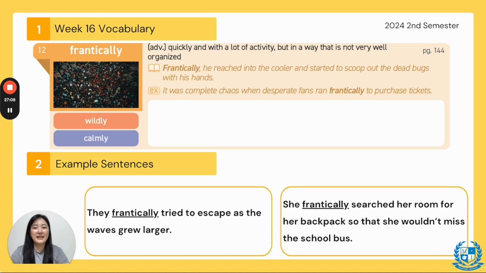Over here, it says, they frantically tried to escape as the waves grew larger. So maybe we're in the water, the ocean, at home on the beach. But the waves got even bigger and we couldn't swim, so we had to frantically get out. Next one, it says, she frantically searched her room for her backpack so that she wouldn't miss the school bus. Maybe I packed my backpack, but I don't know where it is. So she had to frantically look for it everywhere.